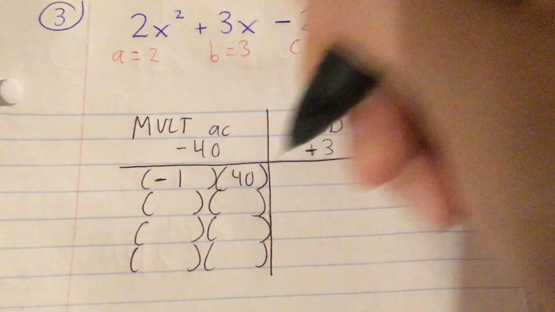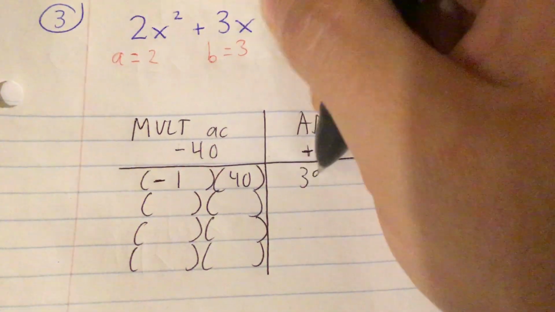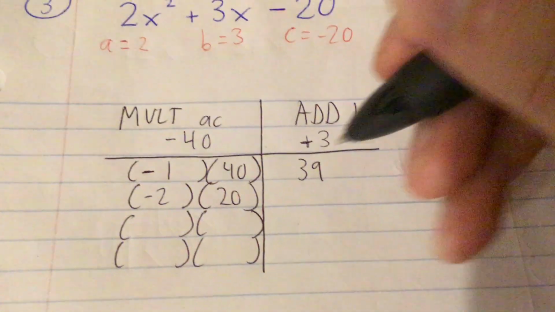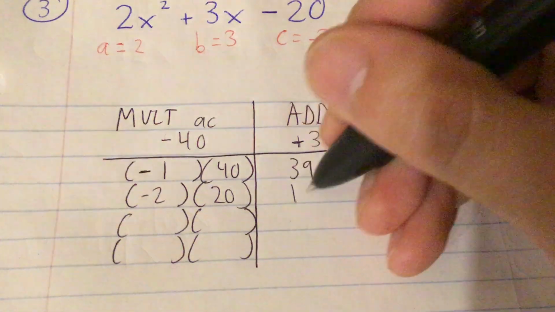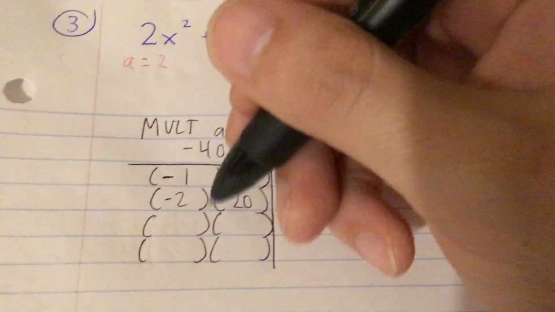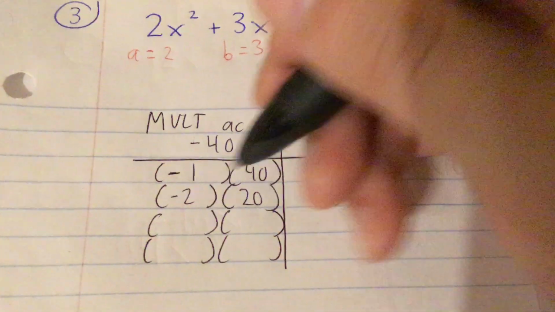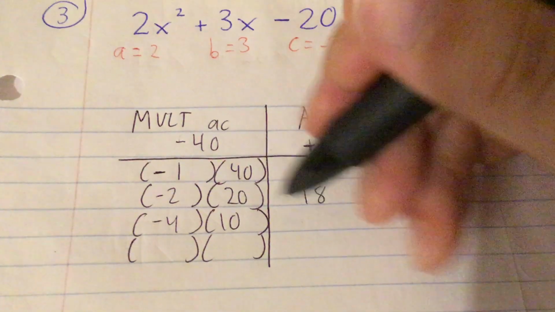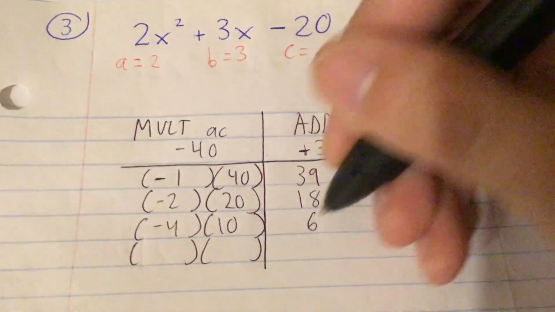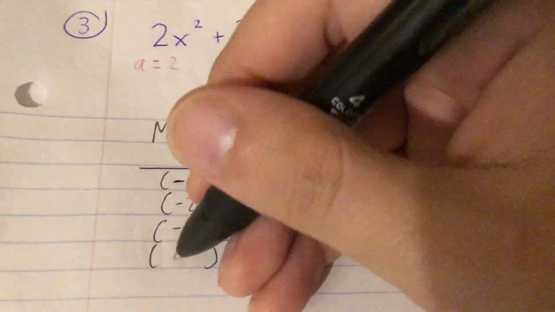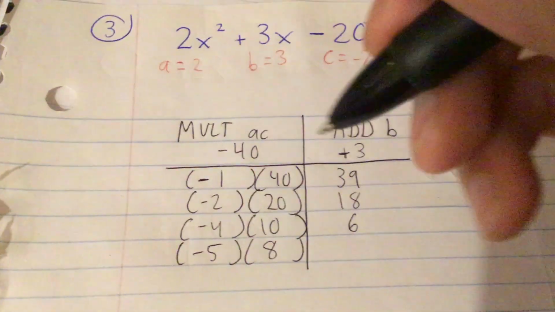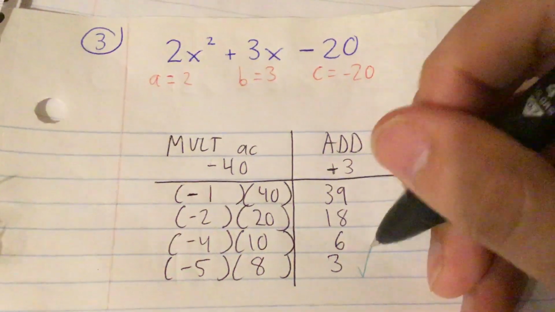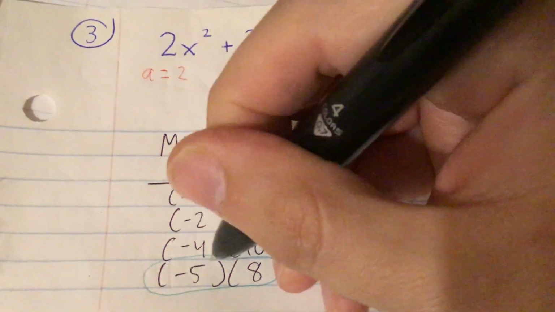Negative 1 and 40. Okay, well, they add up to positive 39. Negative 2 and positive 20. Well, they multiply to negative 40, but they add to 18. Not very helpful. 3 does not go in there unless it's a decimal, so let's go with negative 4 and 10. Negative 4 times 10 is negative 40. Negative 4 plus 10 is 6. All right, let's go with 5. Specifically negative 5 and positive 8. Negative 5 plus 8, though, is positive 3. Ah, we won. Check. There's my winning team.